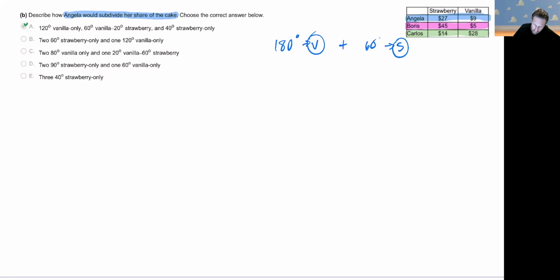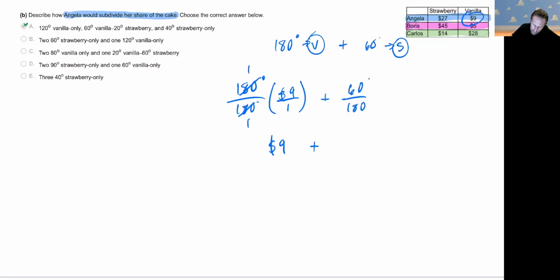And so what we're going to have to do is take the 180 degrees out of the 180 degrees for the vanilla, which she valued at $9. And that's easy because that is the whole vanilla. So she's going to get that whole $9 value she values it at. Plus the 60 degrees, which remember was out of the other half of the circle or the cake, which is 180. And she valued the strawberry at $27.